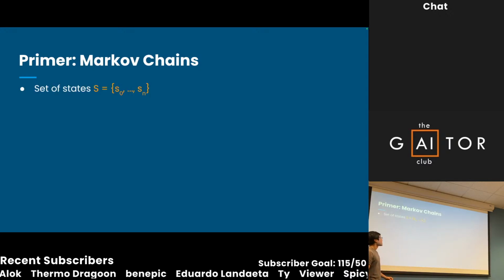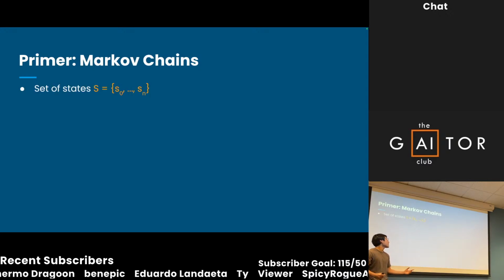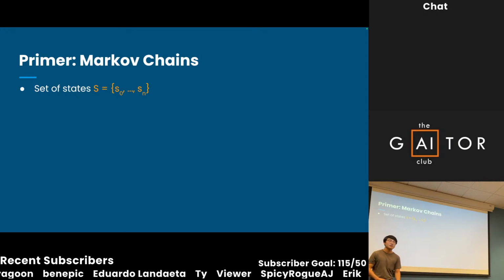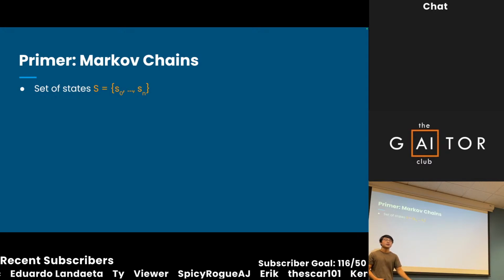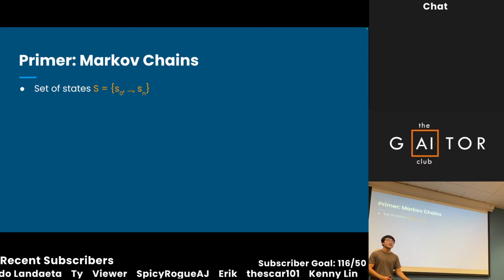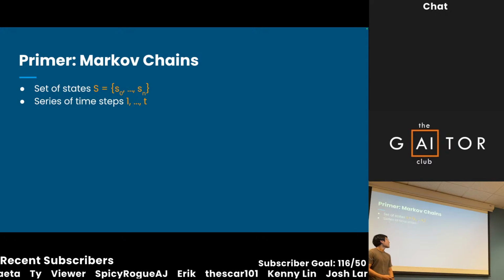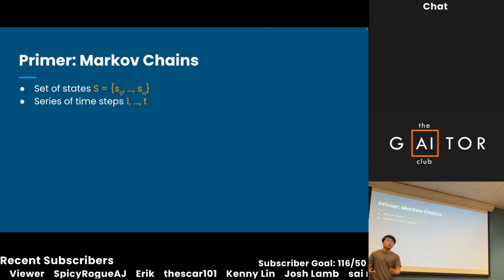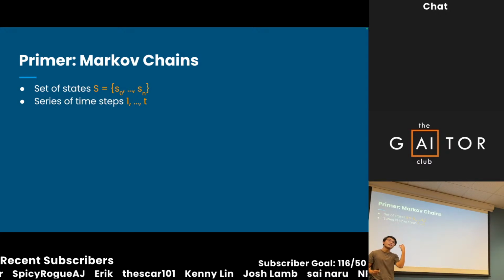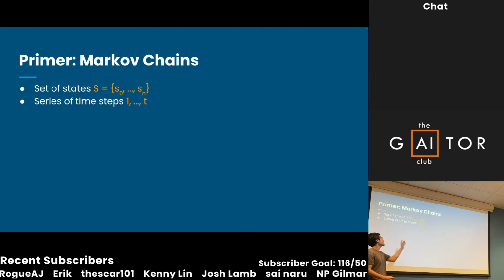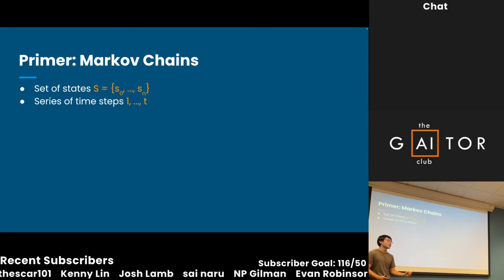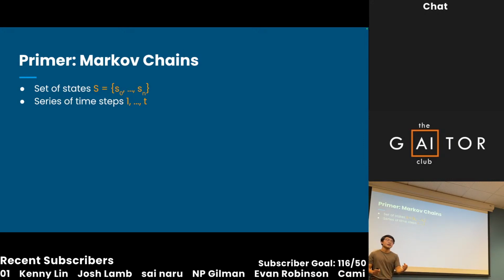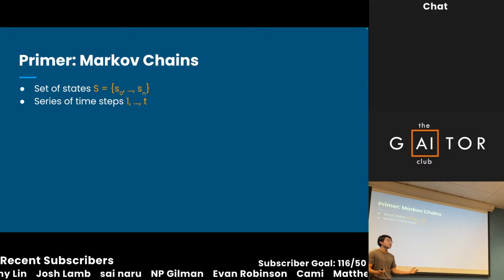So for anyone who doesn't know, or just to recap, you have a set of states S, which go from S0 through Sn. These are just discrete states that you can be in. You also have a series of time steps, 1 through t. At every time step, you're associated with a given state in that state set S. For example, at time step 1, I could be at the start state, S0. At time step 2, I could be at some other state, let's say S6, and so on.